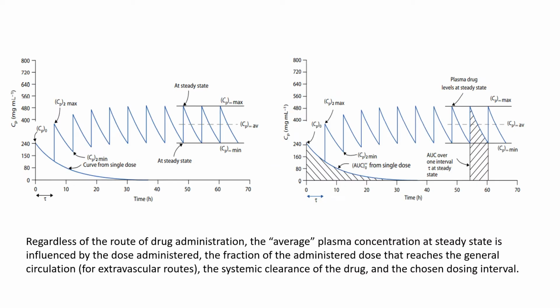However, it is important to remember that there are other factors that may affect the steady state plasma concentration. Regardless of the route of drug administration, the average plasma concentration at steady state is influenced by the dose administered, how large the dose is, the fraction of the administered dose that reaches the general circulation, generally for an extravascular dose, that is the bioavailability, and also the systemic clearance of the drug and the dosing interval. These are some of the important factors that may influence the steady state plasma concentration.